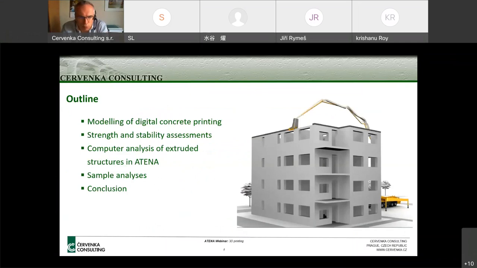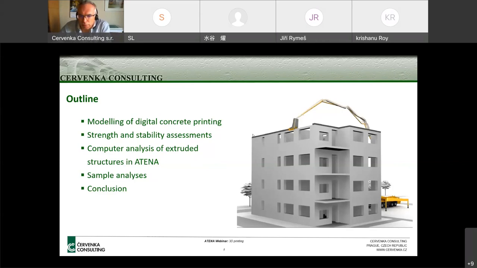So actually this seminar will be basically divided into two parts. It should be for 1 hour. The first part will be more about the backgrounds and showing some example problems. And the second part will be given by my colleague Jiří, who is also joining our online conference. He will focus more on how this 3D printing modeling is actually done, and what kind of special commands we have in the ATENA preprocessor.